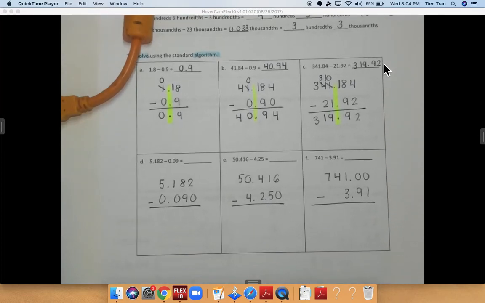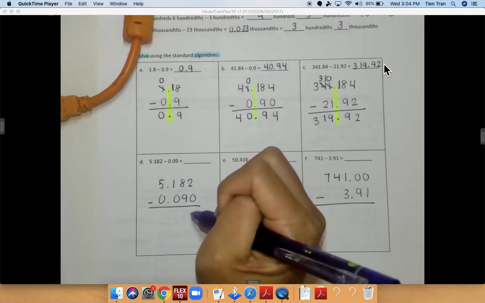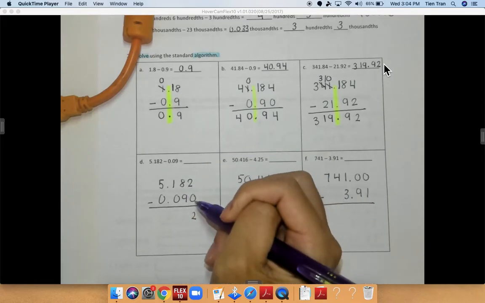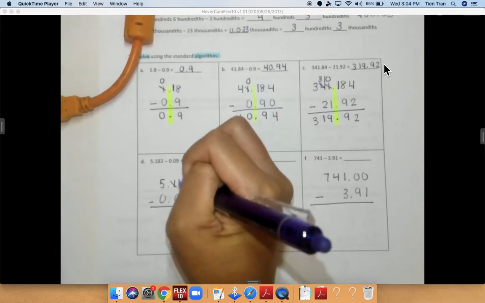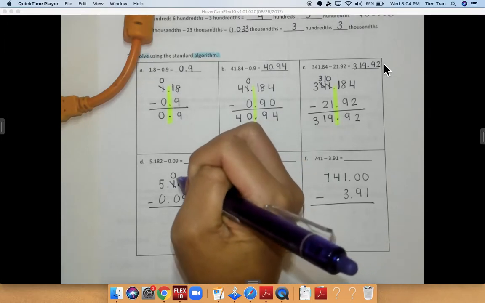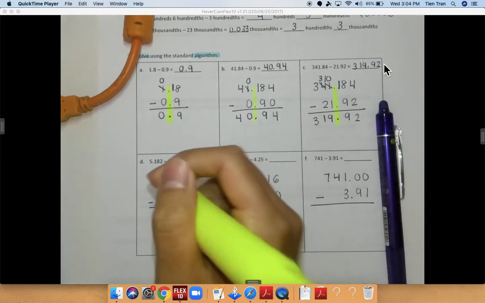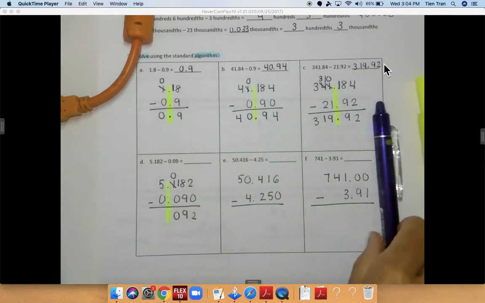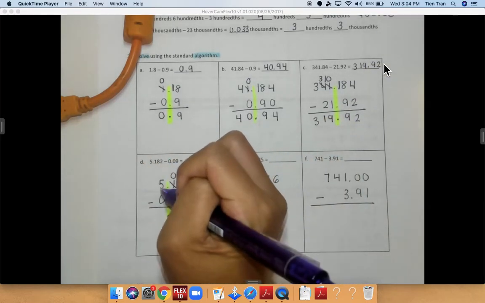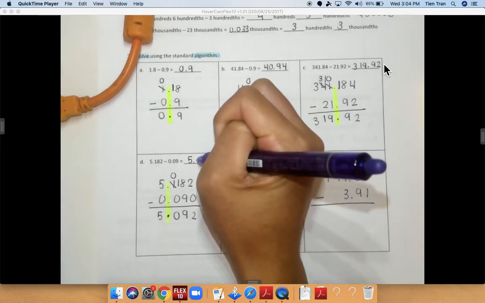Okay, now I'm going to move on to the next problem. The next problem is this one right here. 2 minus 0 is equal to 2. 8 minus 9 is not possible, so I am going to borrow. 18 minus 9 is equal to 9. 0 minus 0 is equal to 0. And make sure you bring down your decimal. 5 minus 0 is equal to 5. So my answer is 5.092.